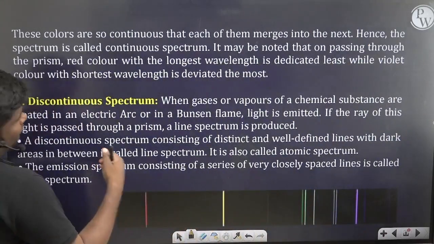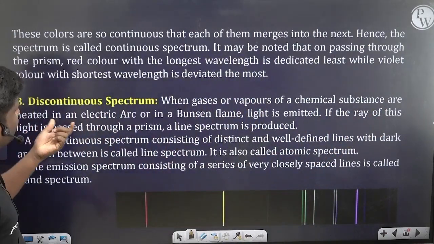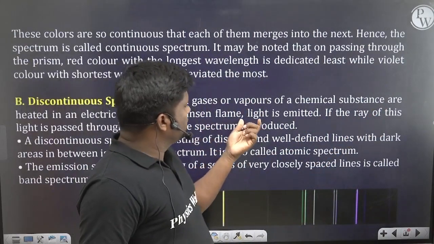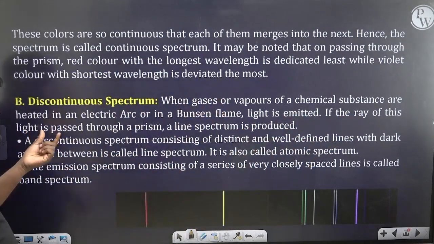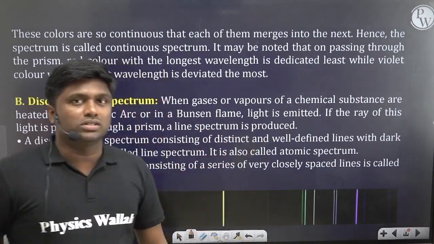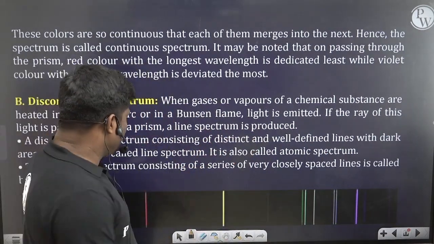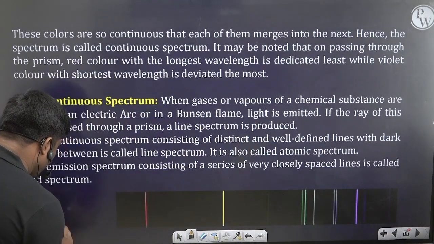So when gases or vapors of a chemical substance are heated in an electric arc or in a Bunsen flame, light is emitted. If the ray of this light is passed through a prism, a line spectrum is produced. So here we have taken one gas.